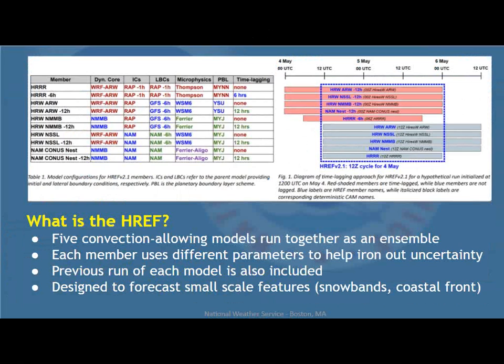It also includes the previous run of each model, so that we're not having these big swings that maybe some of the models want to do. It kind of gives a little bit of continuity. These were created to forecast very small scale features in the 24-hour to 36-hour range. So if we've got a snowstorm approaching and we're getting into the 24-hour time scale, we really would hope that we would have a pretty good idea of what we're expecting. And I'm going to show you some of the products that the HREF offers and how useful they can be.